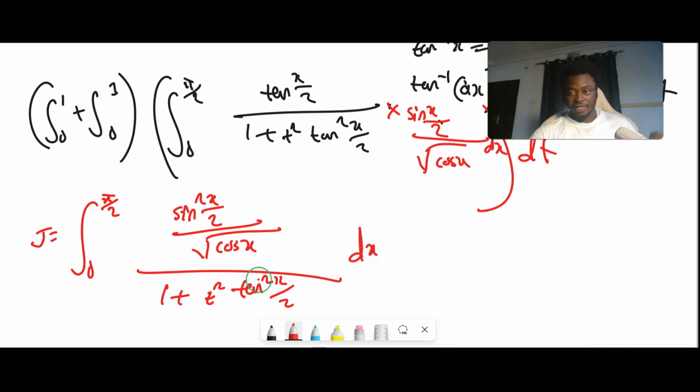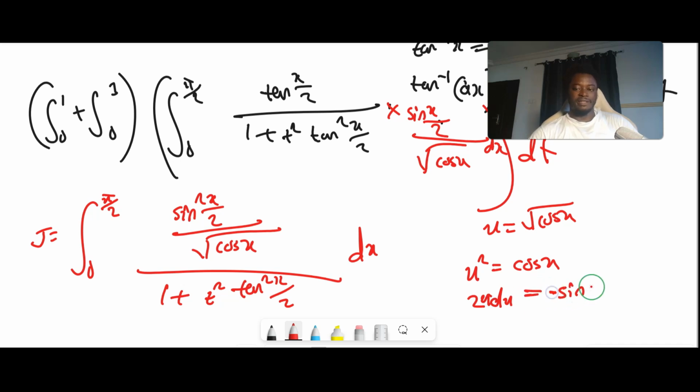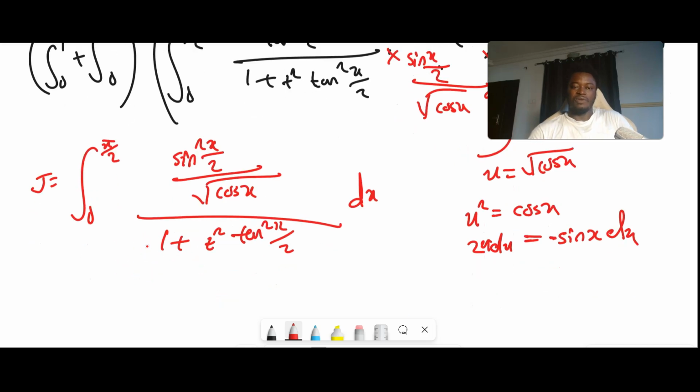Now t is basically treated as a constant, so let's take u to be square root of cosine of x. Then you would have u squared to be cosine of x, which means that 2 times u du is negative sine of x dx. And notice that when u is 0, cosine of x is 1, and when u is 1, cosine of x is 0. But because of the negative, the integral would still be from 0 to 1. So this integral will be from 0 to 1.